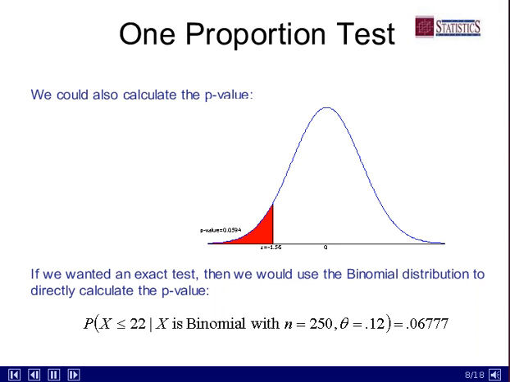So if we take a binomial distribution with those parameters, 250 and 0.12 for theta, or p as it's referred to most of the time for binomial, and find the probability of observing less than or equal to 22 defects or exceedances, that probability comes out to be 0.0677. So you can see it's reasonably close to the value that comes from the approximate normality one, which is 0.0594.